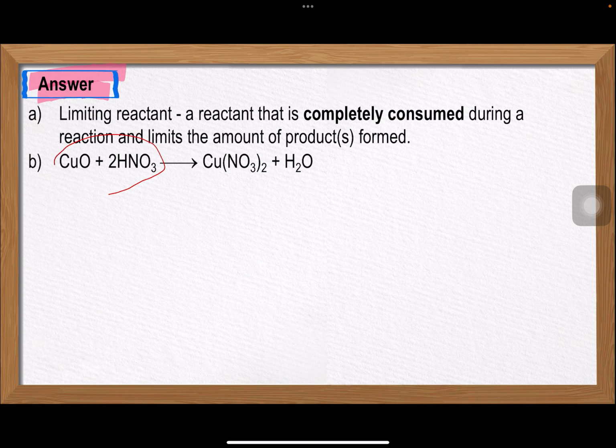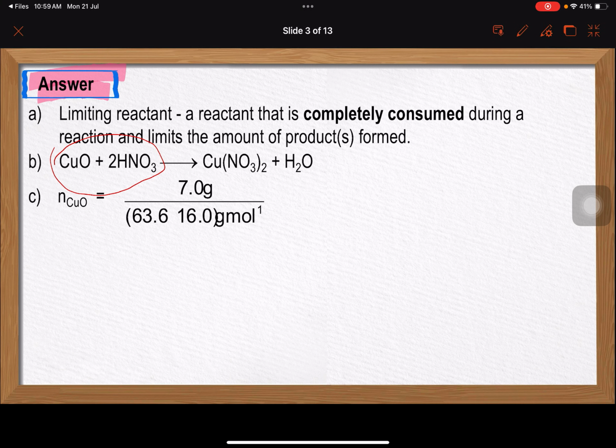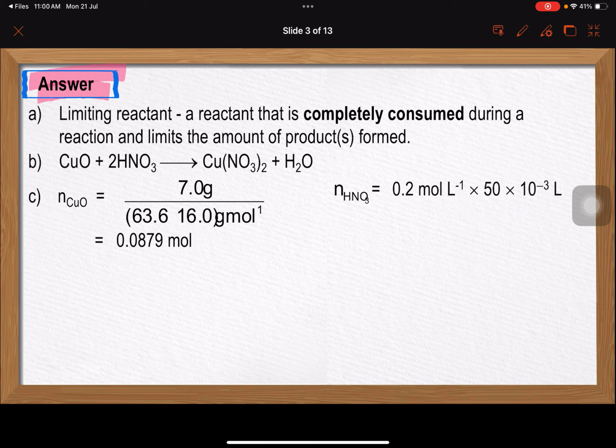After balancing, determine the limiting reactant. The reactants are here. The limiting reactant must be either one, copper oxide or nitric acid. So you need to know how many moles of copper oxide and nitric acid are given and compare with the needed amount. The given is here: the amount of copper oxide, moles of copper oxide, and then moles of nitric acid can also be calculated. So 0.0879 mole of copper oxide and 0.01 mole of nitric acid. This is the given mole.